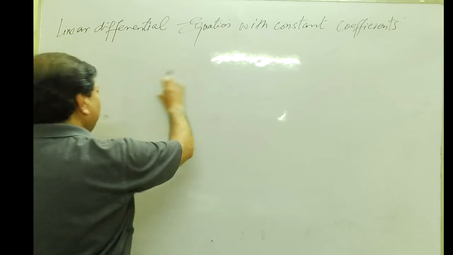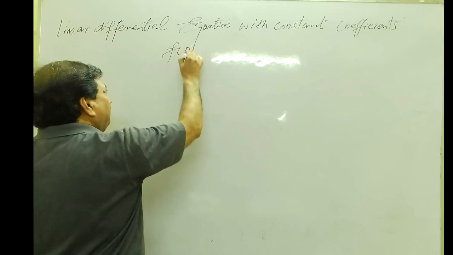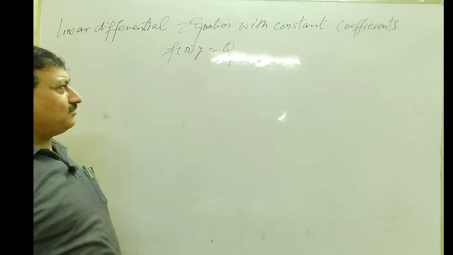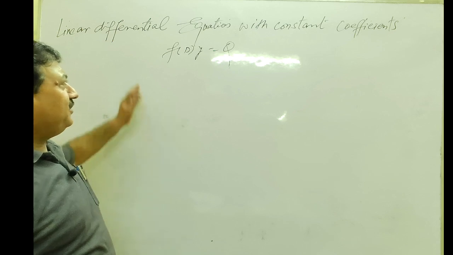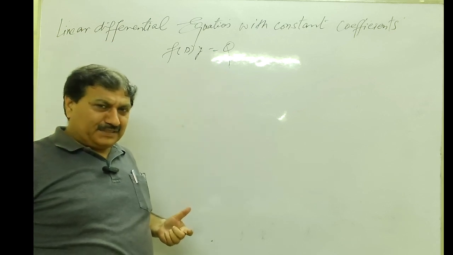The differential equation in the short form is f(D)y equal to Q, where Q is a function of x or a constant term only. This is the linear differential equation with constant coefficients. This is the short form of the differential equation.